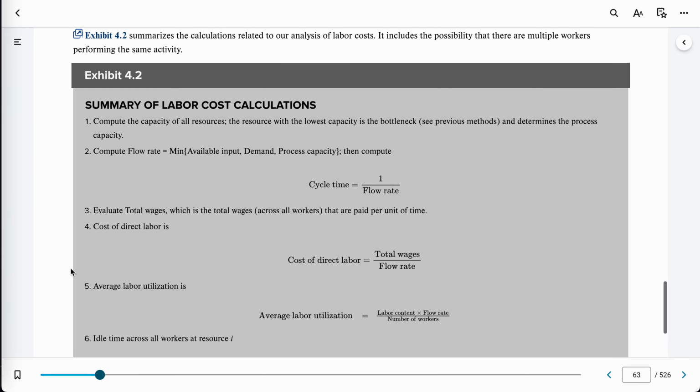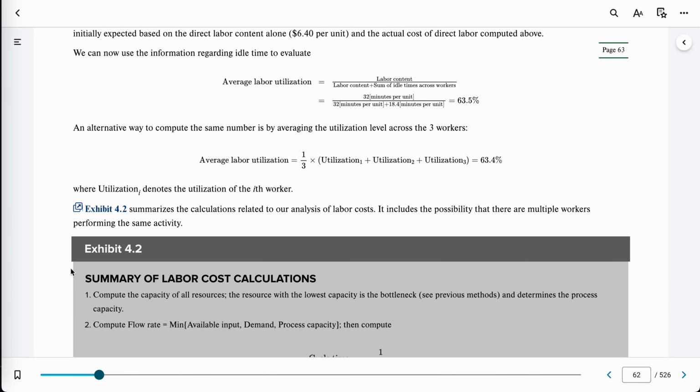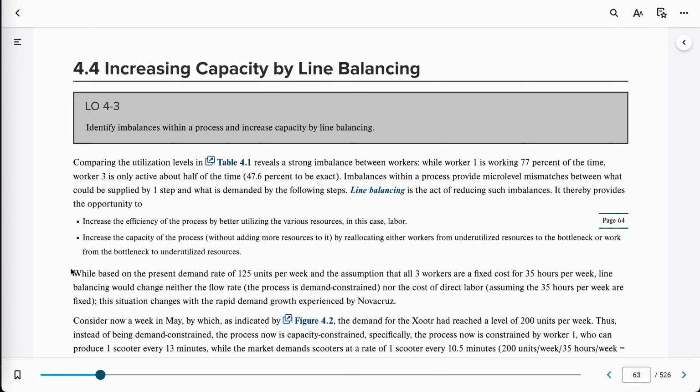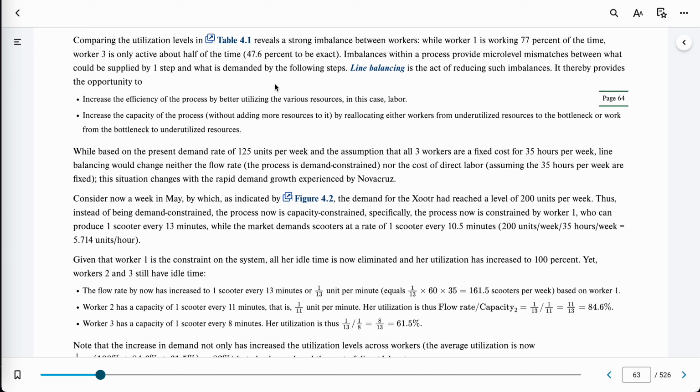Now, given this, what can we do? What can we do to increase the capacity, first of all, and then use our worker time better? That's what we can talk about. The one thing we can always do is increase the efficiency of the process by utilizing various, in this case, labor. So you can maybe add more people. That's one thing that you could potentially do. Or you could do something slightly different.